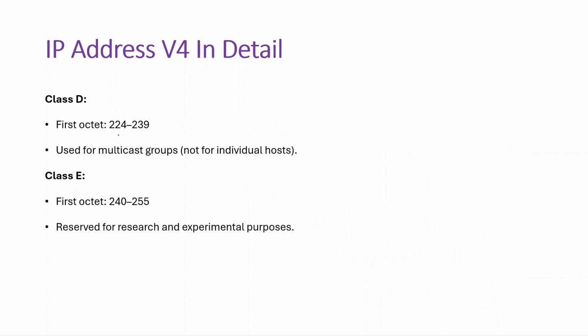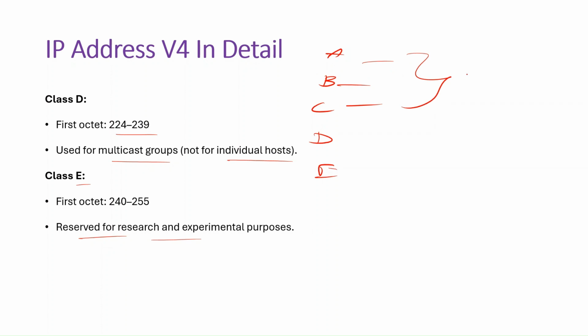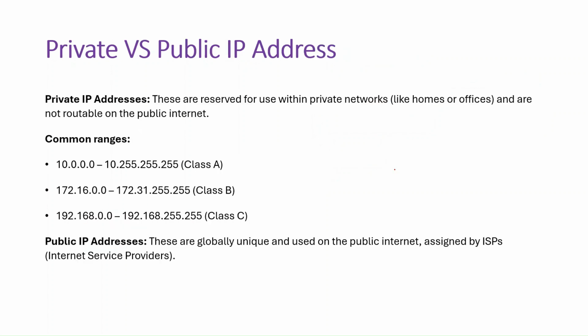Class D is 224 to 239, which is used for multicasting groups. It's not for individual hosts, as we are using with A, B, and C. And class E is reserved for research and experimental purposes. So among class A, B, C, D, and E, classes A, B, and C are widely used for regular communication between devices, class D is used for multicasting, and class E is used for research and experimental purposes.